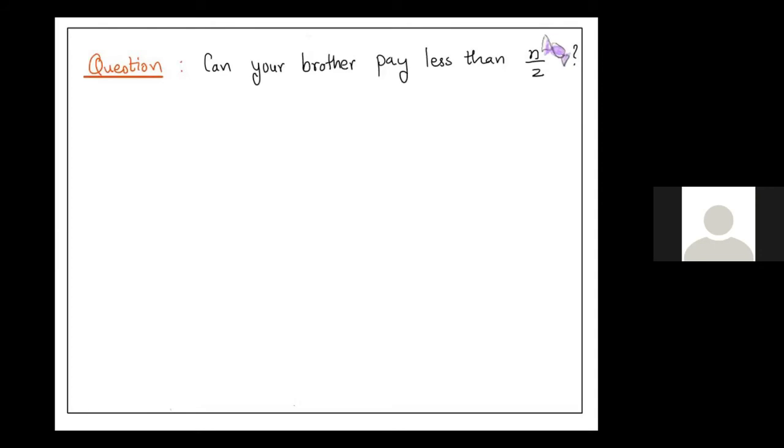Now, it is the question for your brother. Can your brother pay less than n by 2 chocolates and be able to figure out which of the two cases it is? With a show of hands, raise your hand if you feel that your brother must pay n by 2 chocolates.